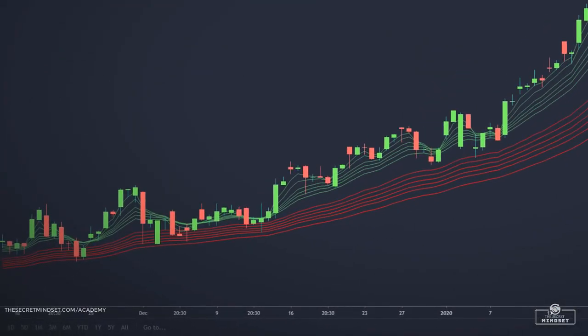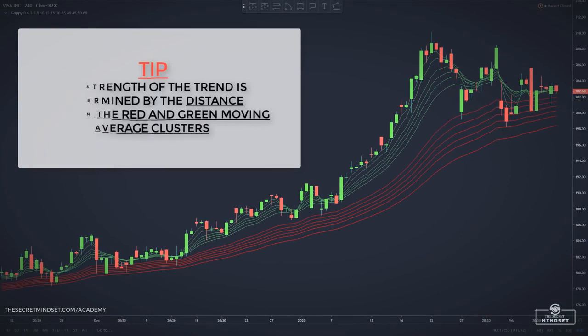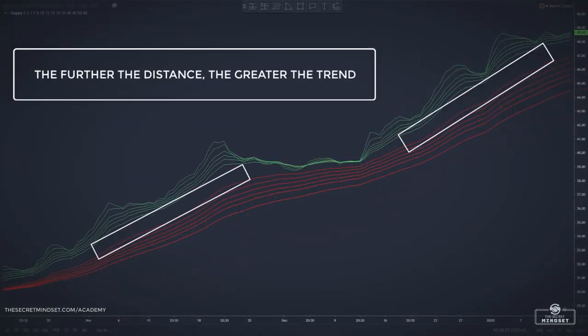upside potential or you have spare risk capital available. When price tests the red moving average zone, long-term traders will look to buy more given their outlook is still bullish. The strength of the trend is determined by the distance between the red and the green moving average clusters. The further the distance, the greater the trend.